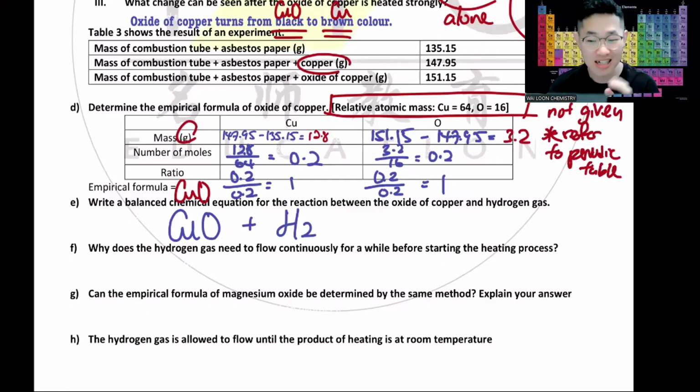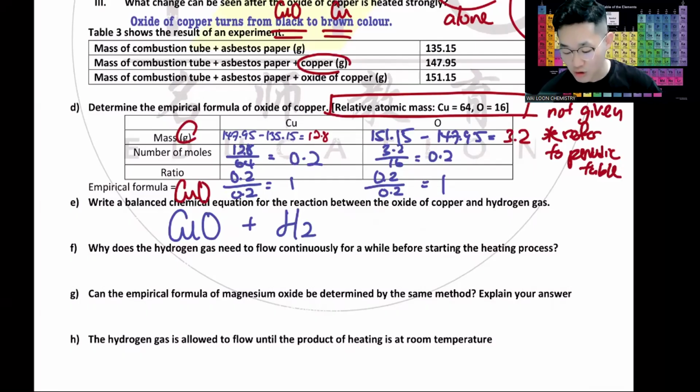Whether you are from the same school, of course, bro, you're not getting the periodic table. So no periodic table for you. You have to ask your school teacher whether it will be given or not.